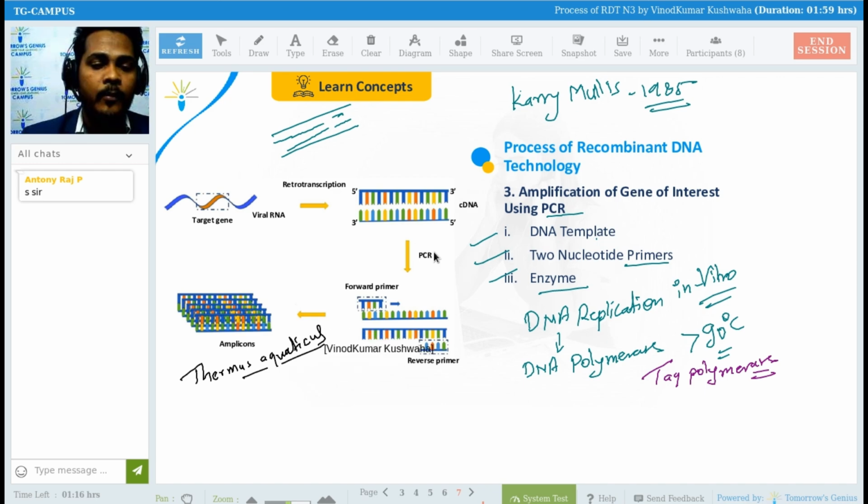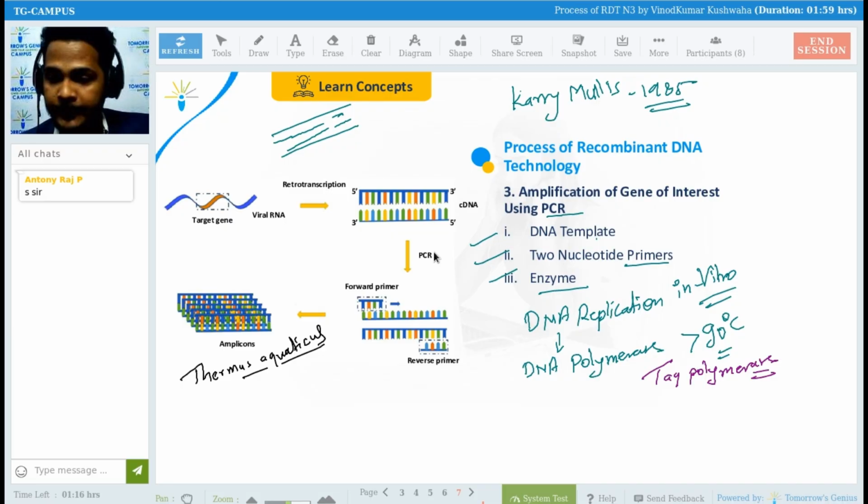Thermus aquaticus. What is this Thermus aquaticus? It is a bacteria through which the Taq polymerase, generally used in PCR, is isolated. Other thermostable bacterial polymerases can also be used, but Thermus aquaticus is the most common, and that's why Taq.